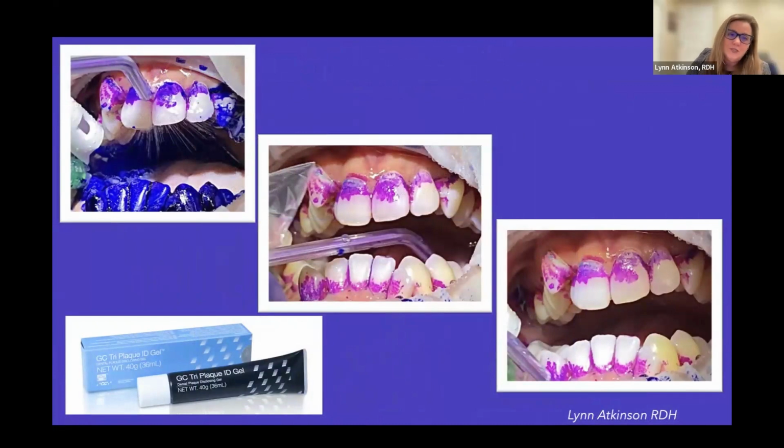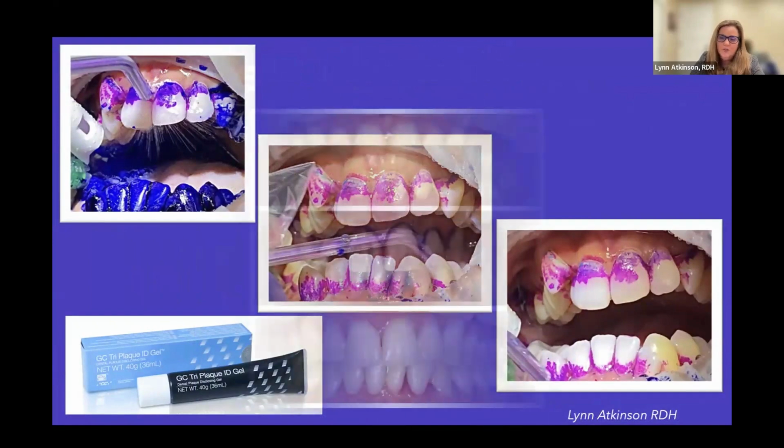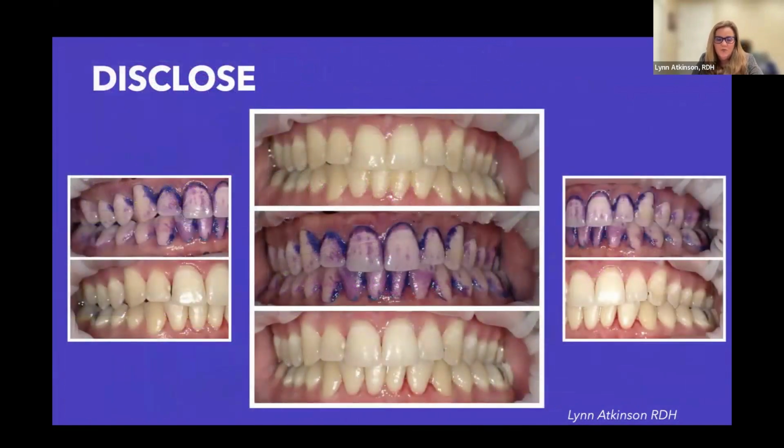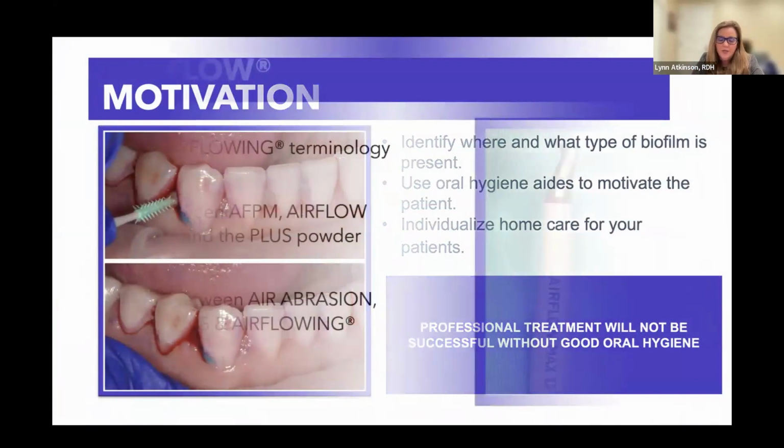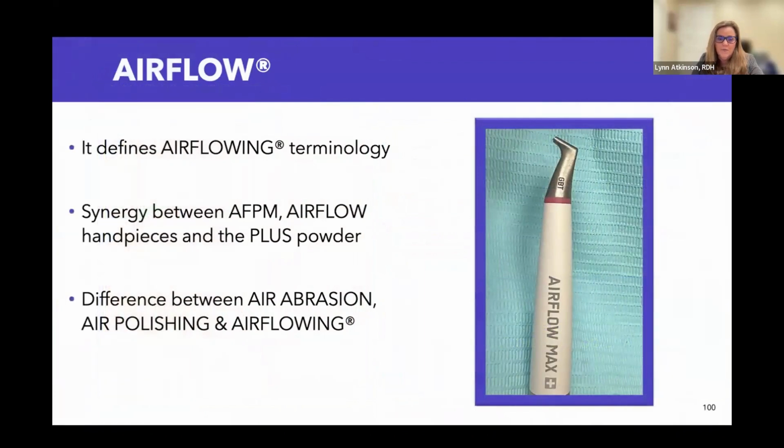Disclosing, that's the disclosing solution that I use. It will show us three different types of biofilm in colors. And these are just some of the cases that I use, and I motivate the patient, show them, hey, this is where that biofilm was hanging out. This is where it bleeds very easily. I just went in with that soft pick in and out a couple of times, and that's where it bled.